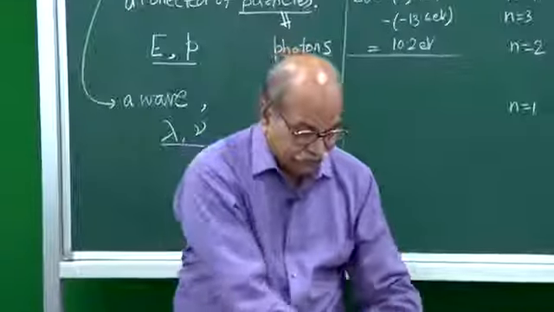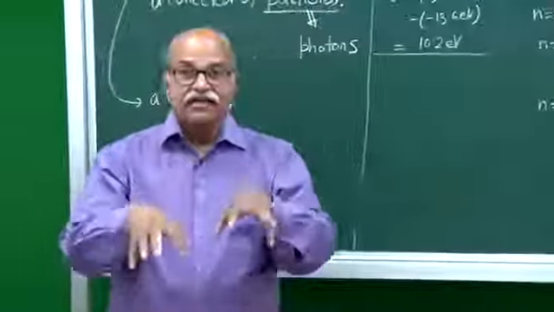Such experiments of diffraction and interferences established beyond doubt in early 19th century, 1801, 1802, on those times, that light is a wave, it behaves as a wave. Okay? So, light is a wave.